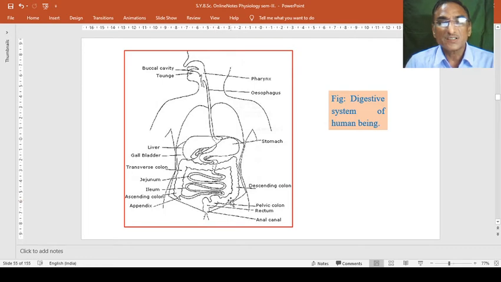Posterior is the colon, and the pelvic colon, a bulged part. At last in the digestive system we see the rectum, a small globular or sac-like structure called the rectum, and finally undigested food is passed out through the anus. So this is the whole of digestion in the alimentary canal.